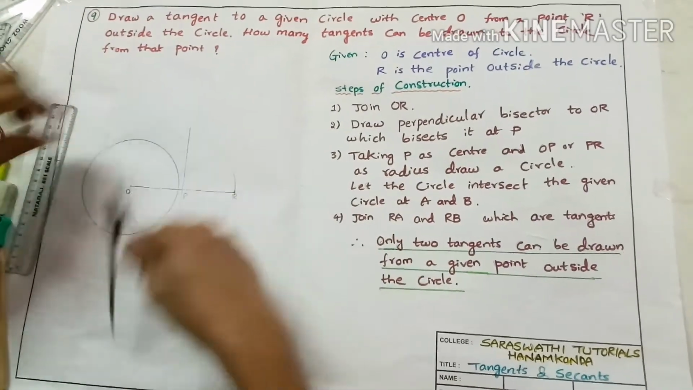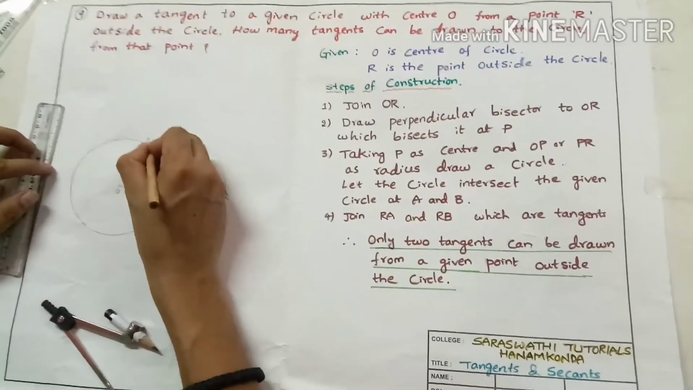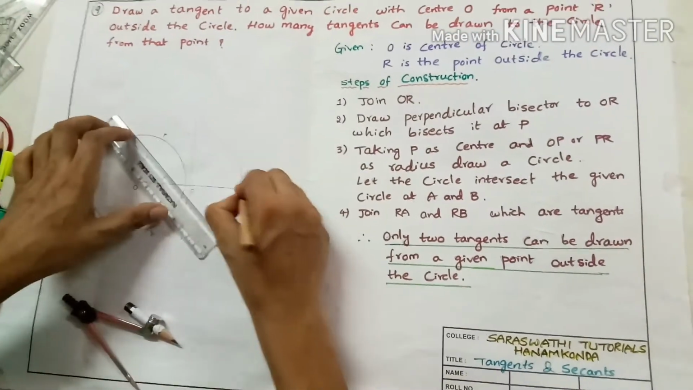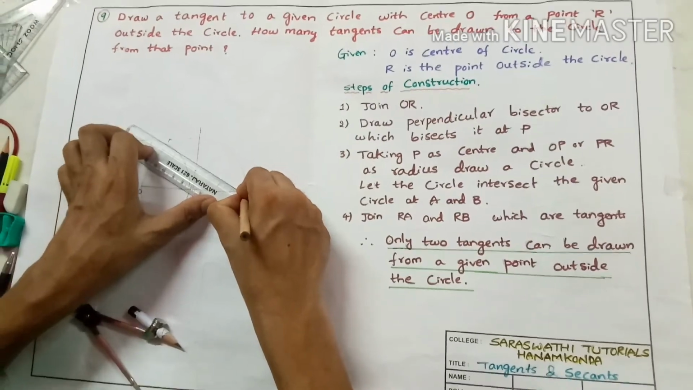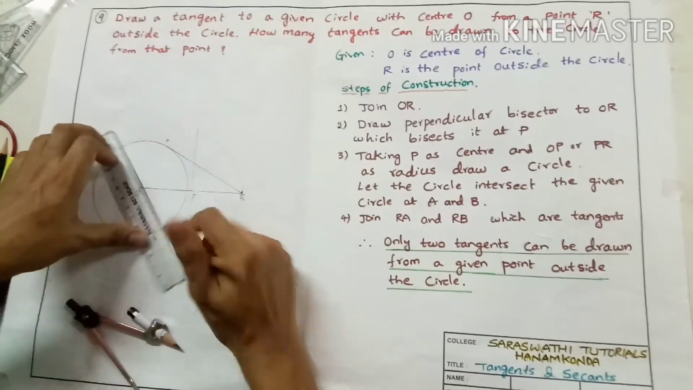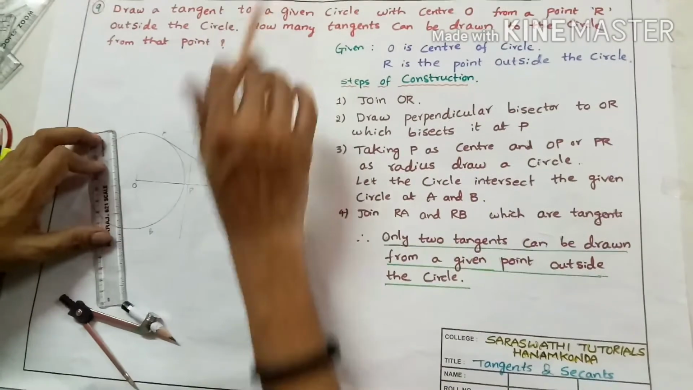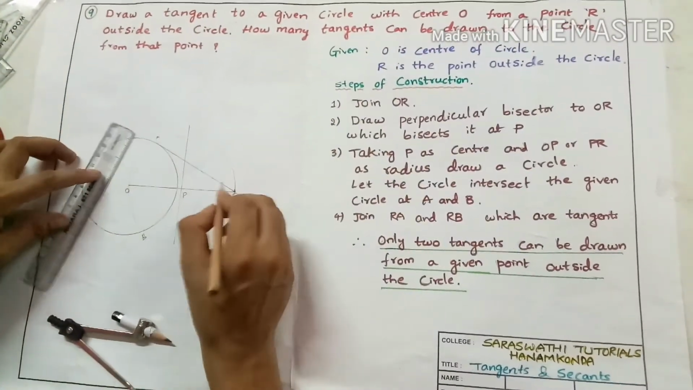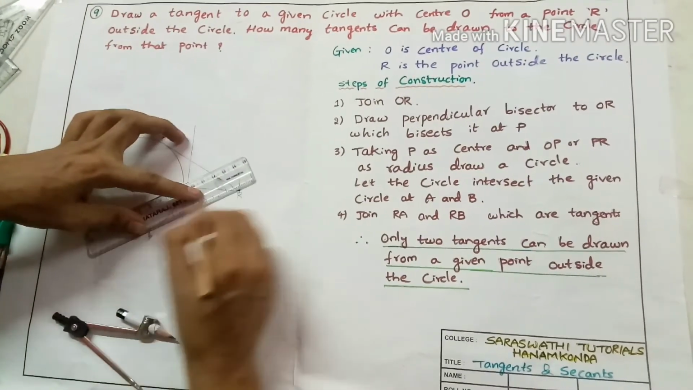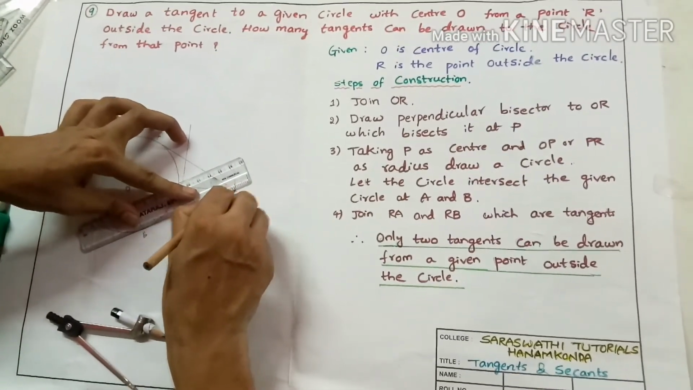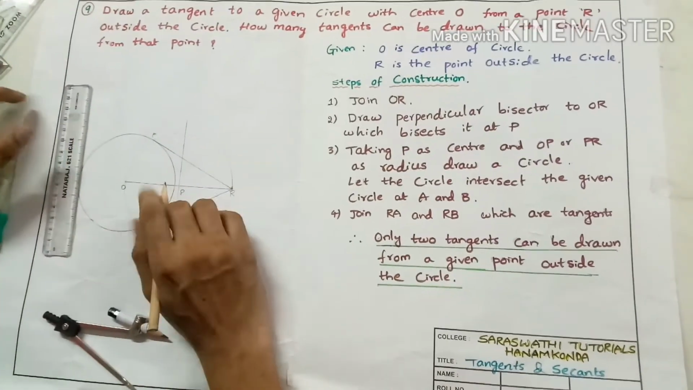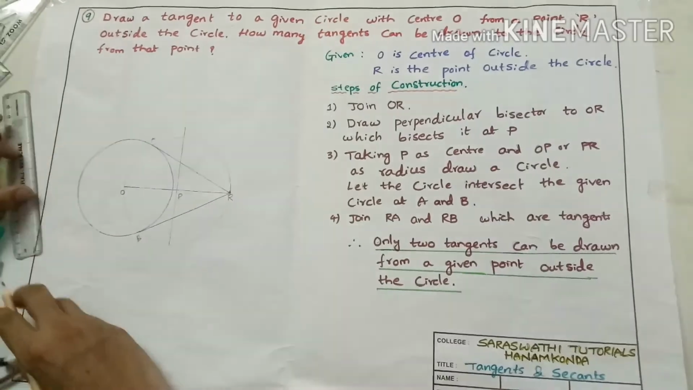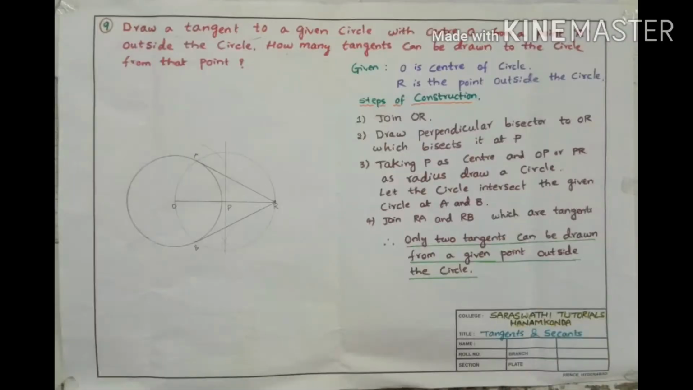This circle meets the previous circle at two points, one is A and the other is B. If we join R and A, this is one tangent. We have drawn one tangent to the given circle. How many tangents can be drawn from that point? If we join R and B, then RA and RB are the two tangents. So only two tangents can be drawn from a given point outside the circle. This is the required figure.